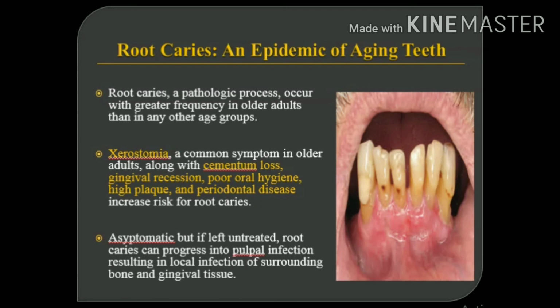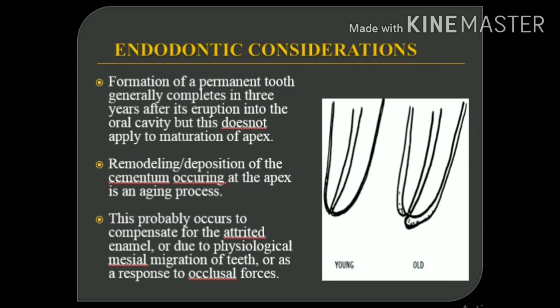If we have to take care of some endodontic considerations, the formation of the permanent tooth completes in 3 years after its eruption. So we know if a central incisor erupts at 6 years of age, then the root completion is going to be around 7, 8. So formation of the permanent tooth, if we talk of 6 years, then it's going to complete the root after like 7, 8, 9 years. So that is what they're saying. The formation of a permanent tooth completes in 3 years after its eruption into the oral cavity, but this does not apply to the apex maturation.